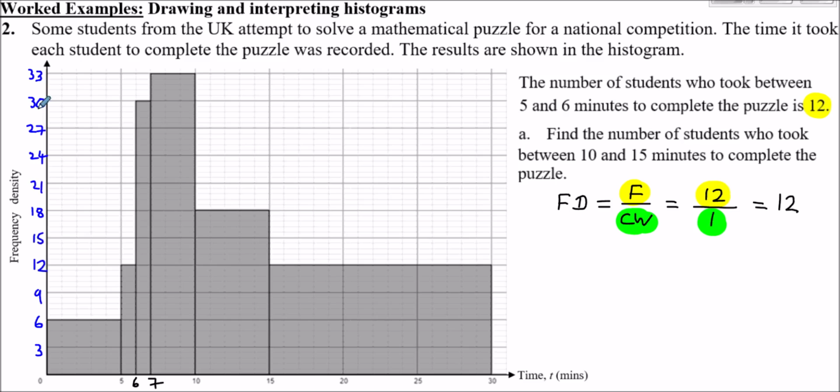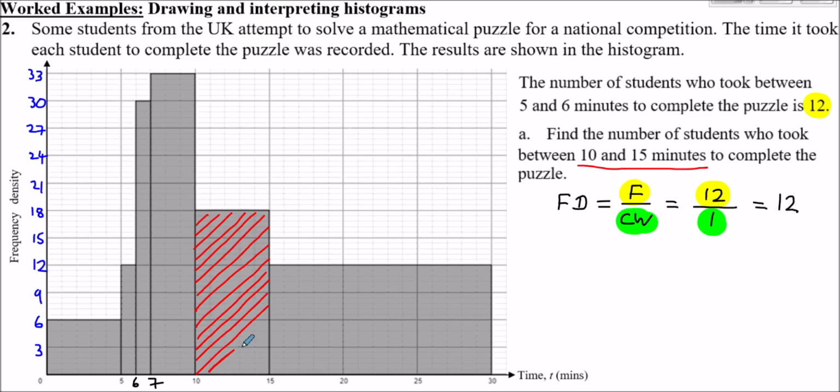For part A, we want to find the number of students who took between 10 and 15 minutes to complete the puzzle. And so we're wanting now to work out the frequency represented by this bar here from 10 to 15. What we need to do now to work out the frequency is we need the other two components of this equation here. We need to know the frequency density and the class width, and we can work out both of those by just looking at the histogram.